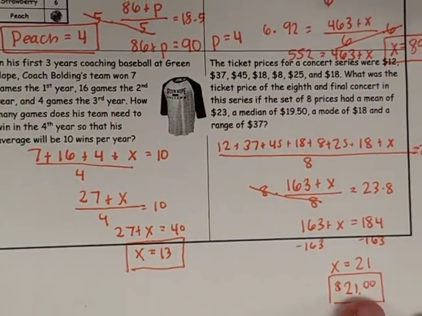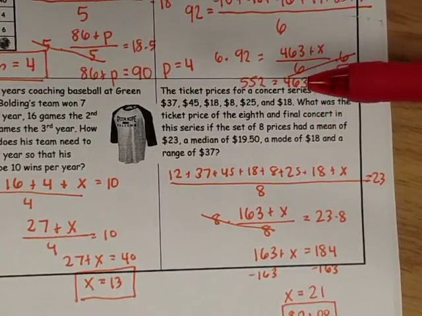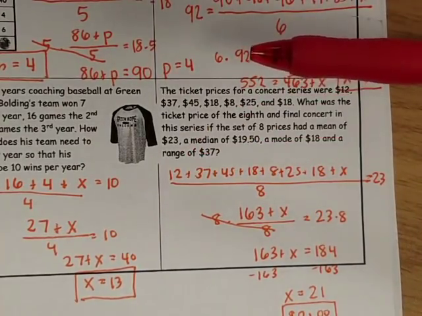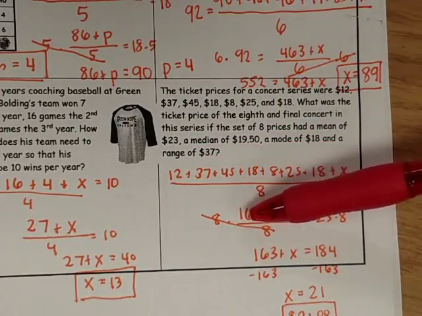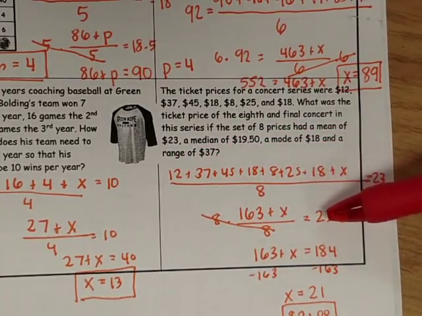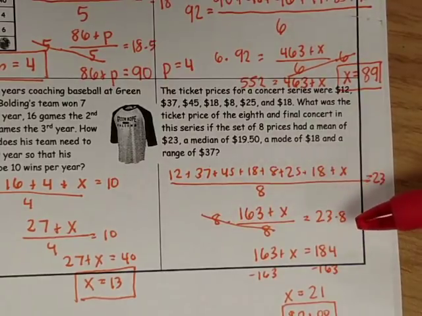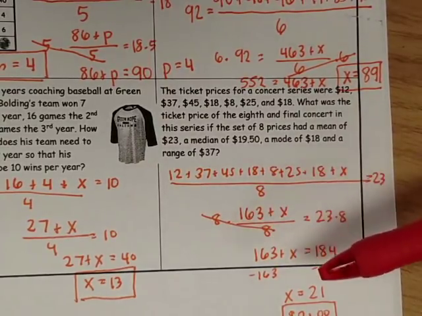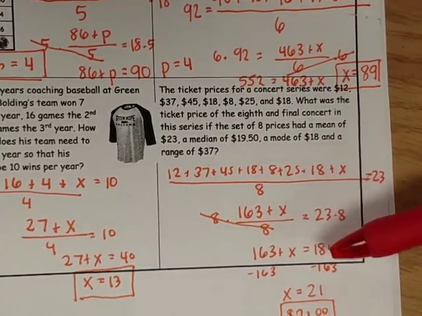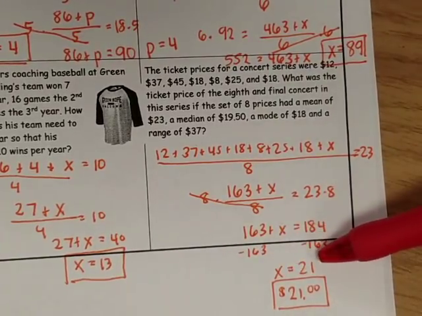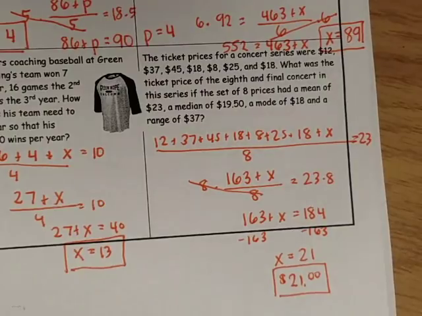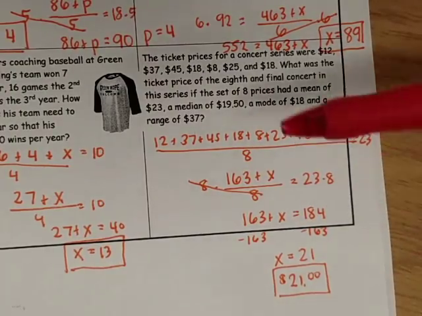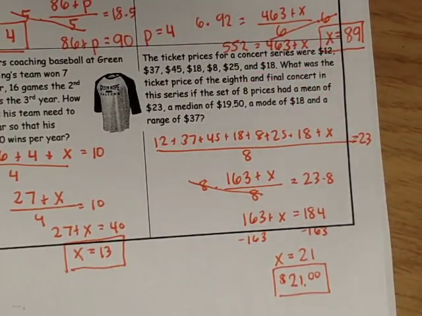And then the last one, I added all the prices together for the concerts, and I got a total of 163 plus x over 8 equals 23. I'd multiply both sides by 8 so I could get rid of that denominator, and I got 163 plus x equals 184. Subtracted 163 on both sides and got 21. So the price needs to be $21 for all of that to happen.